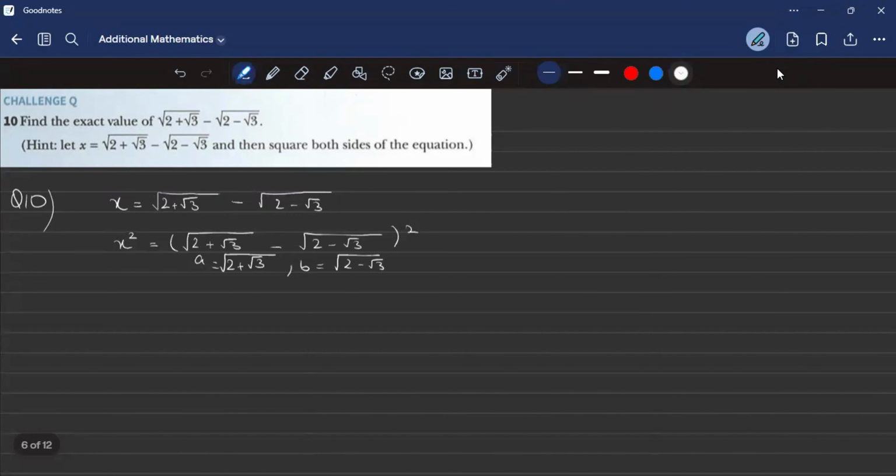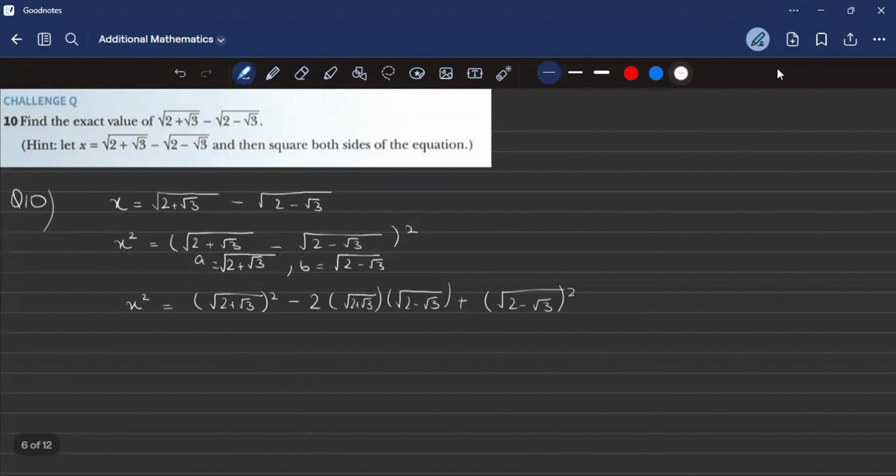So a squared, okay. So this is a minus b. So x squared is equal to a squared, so under root 2 plus under root 3 whole squared, minus 2ab, where a is under root 2 plus under root 3 multiplied by under root 2 minus under root 3, plus b squared. And what is b squared equal to? Under root 2 minus under root 3 whole squared.